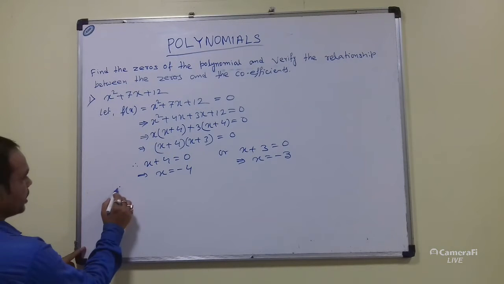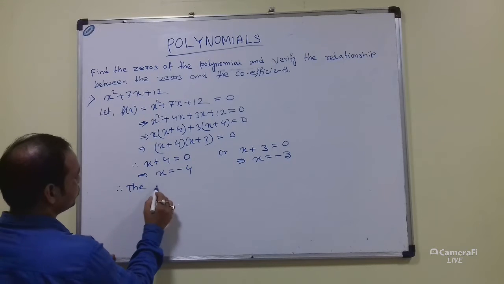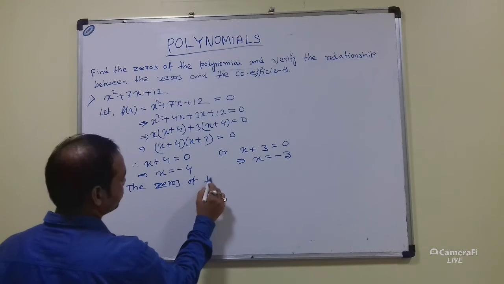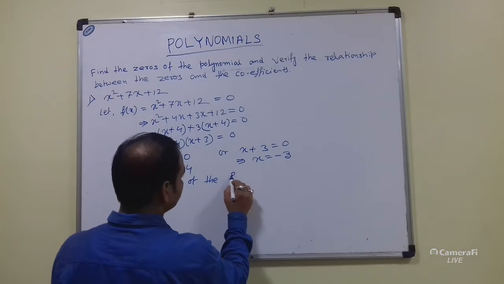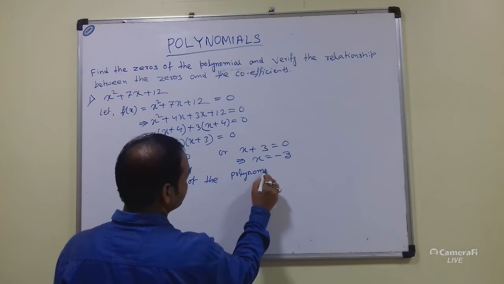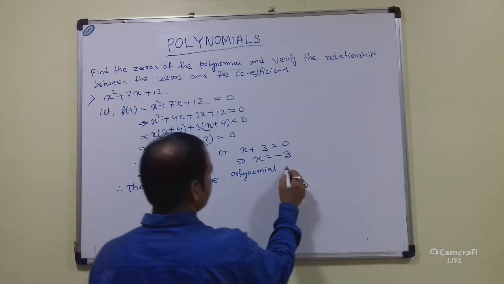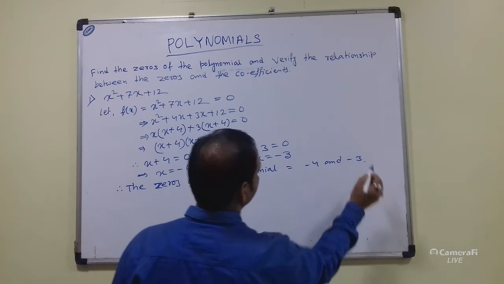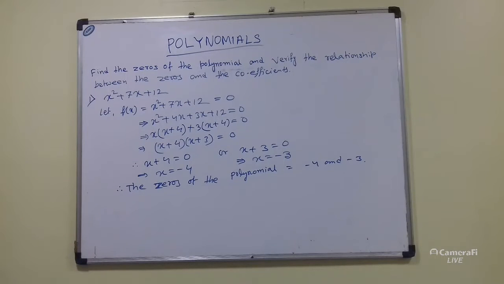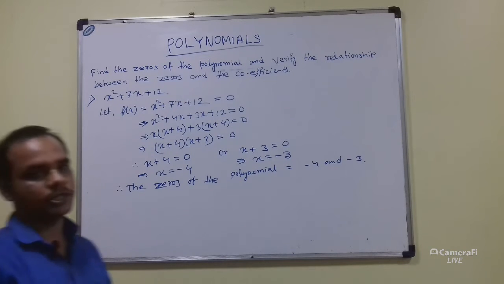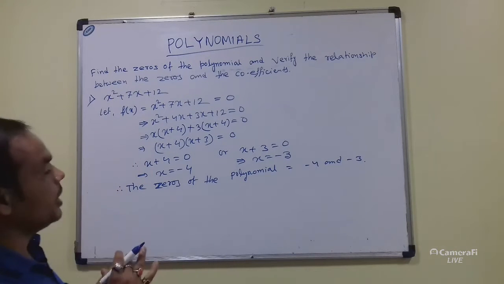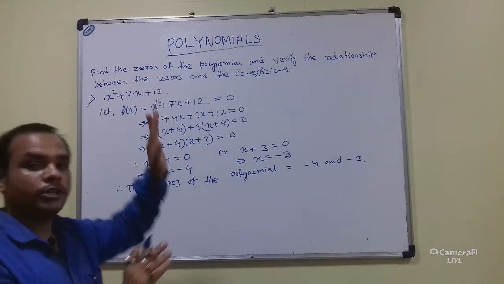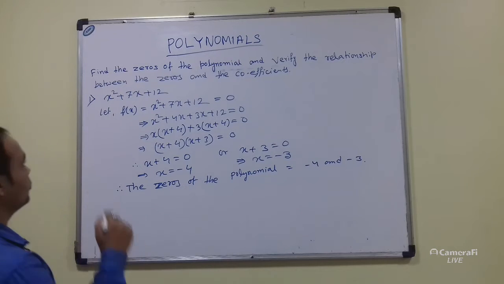So therefore we write the answer: the zeros of the polynomial are minus 4 and minus 3. So minus 4 and minus 3 are the zeros of the polynomial. Now we have to verify whether these are the actual zeros of this polynomial or not. We have to verify now.